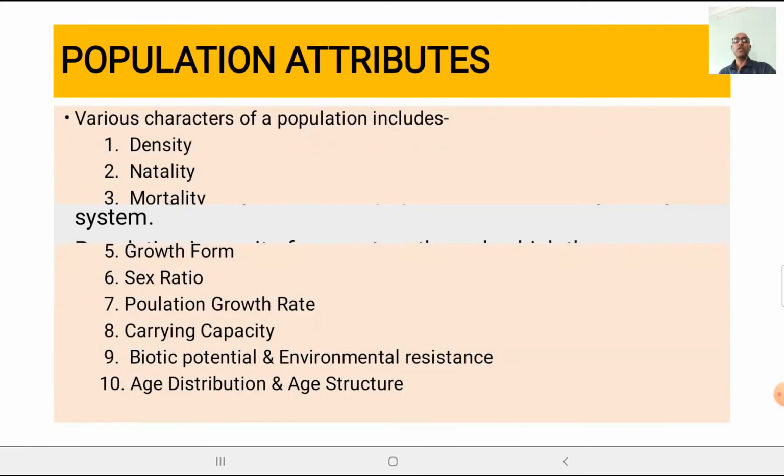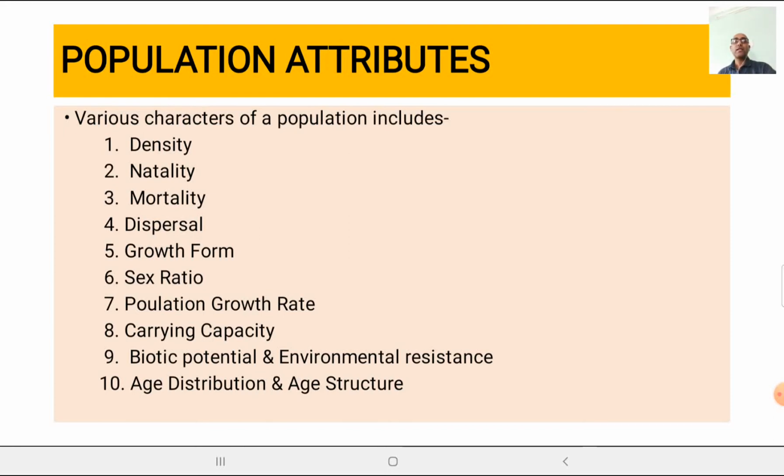Now, let us come to the population attributes. In this section, we will discuss 10 attributes of population. These include density, natality, mortality, dispersal, growth form, sex ratio, population growth rate, carrying capacity, biotic potential and environmental resistance, age distribution and age structure.